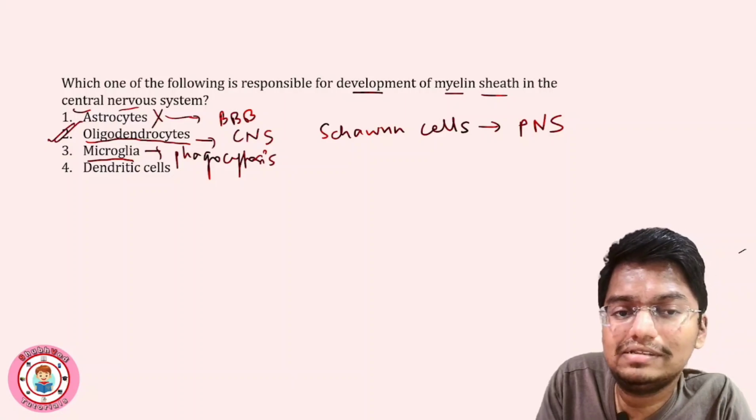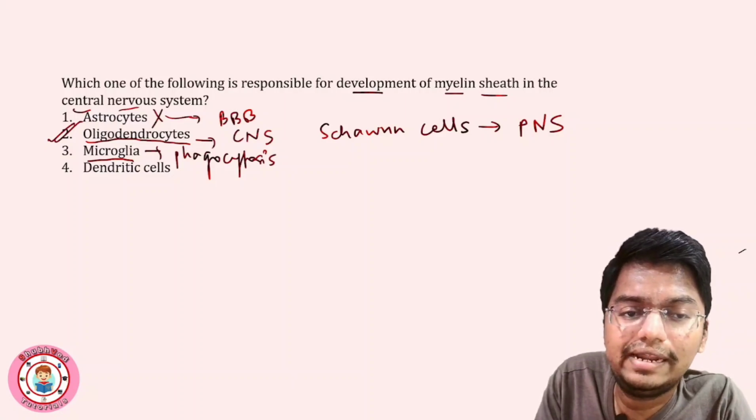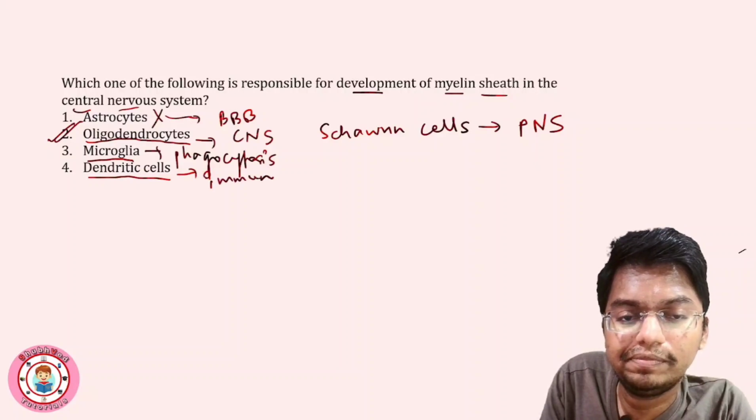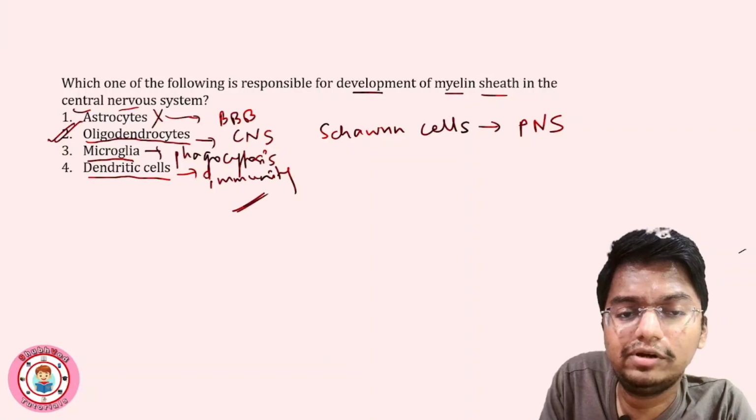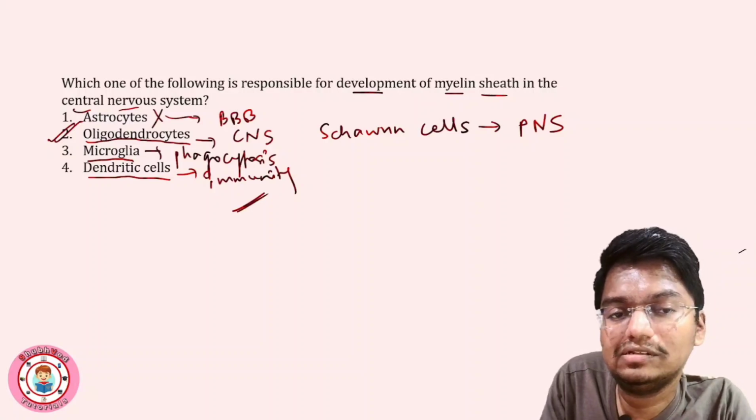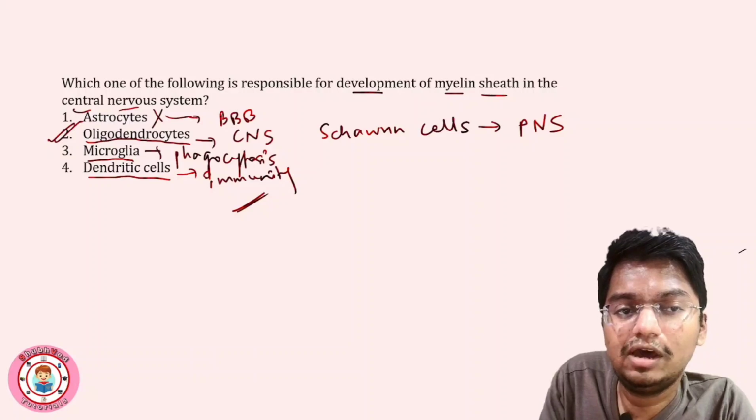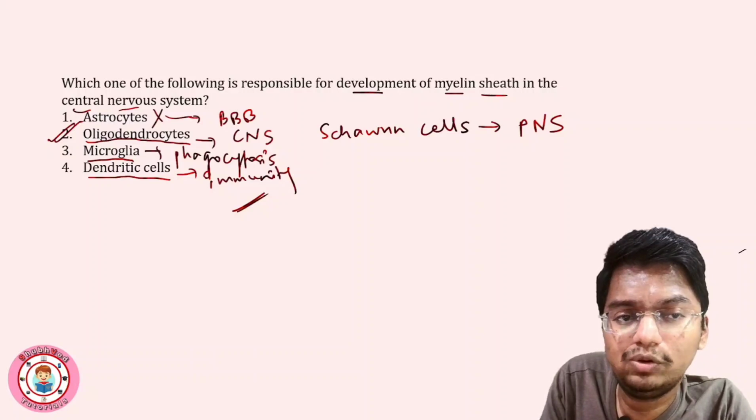Scavenger cells, we can say. And dendritic cells, again, have a role in immunity, right? But not in the development of the myelin sheath, right? So this is how we can solve questions. How to solve quickly, that is basically what I am showing you.